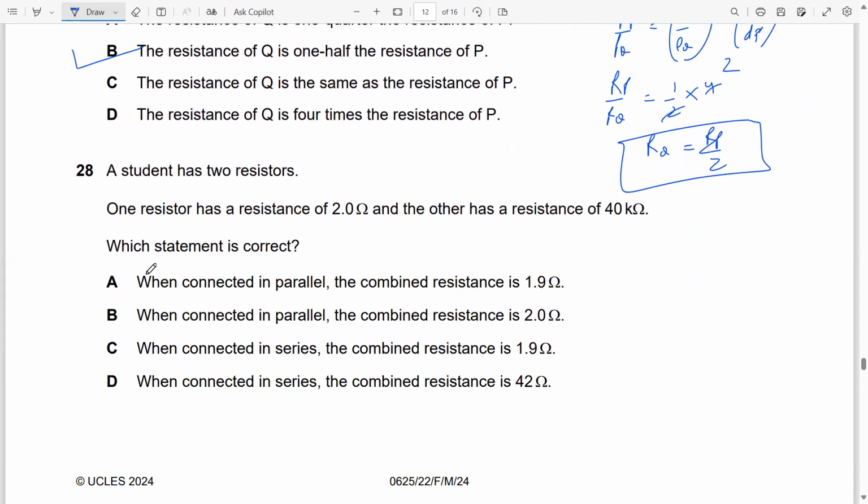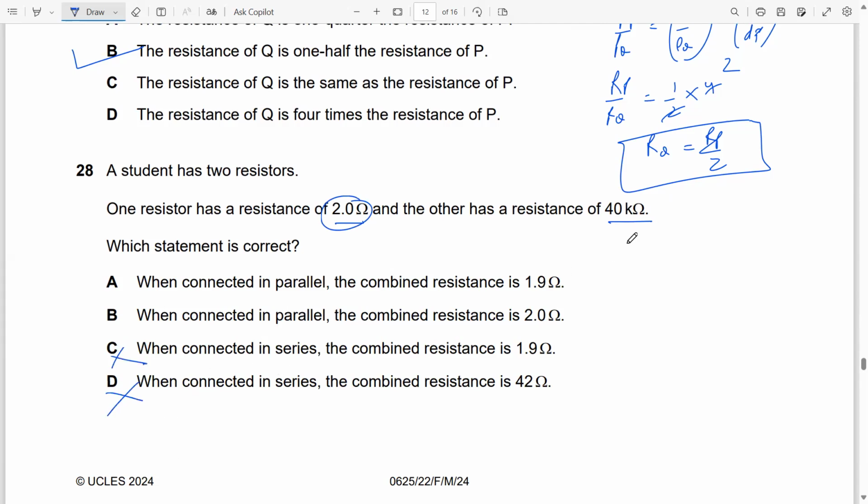Question 28. A student has two resistors, 2 ohm and 40 kilo ohm. Which statement is correct? When they are connected in series, the total resistance will be 42 kilo ohm. No, sorry, it will not be 40 kilo ohm plus 2 ohm; the 2 ohm can be neglected, so we will get 40 only. So these two are wrong.